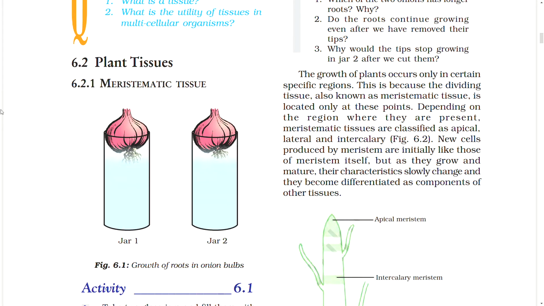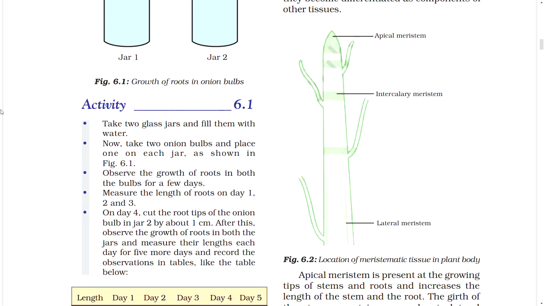6.2 Plant tissues. 6.2.1 Meristematic tissue. Figure: growth of roots in onion bulbs, jar 1 and jar 2. Activity: take two glass jars and fill them with water. Now take two onion bulbs and place one on each jar as shown in the figure. Observe the growth of roots in both the bulbs for a few days.